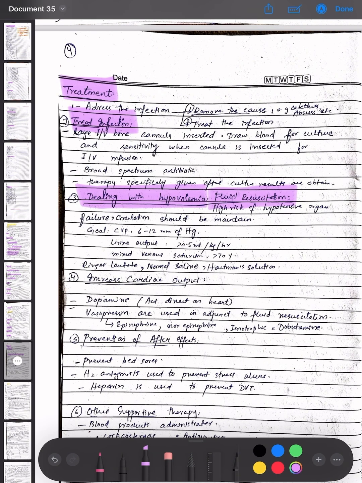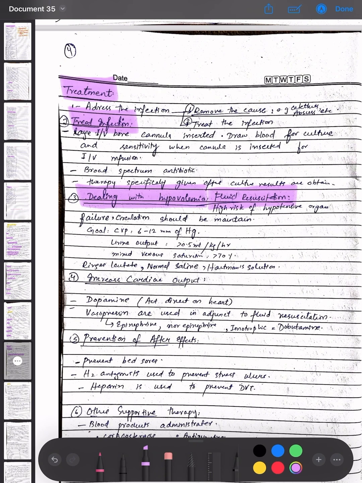We have to deal with the hypovolemia and do the fluid resuscitation, and for that we must know what our goal is. So the CVP must be 6 to 12 mm of Hg, the urine output should be greater than 0.5 ml per kg per hour, and mixed venous saturation should be greater than 70%. Ringer lactate, normal saline, and Hartmann solutions are given.